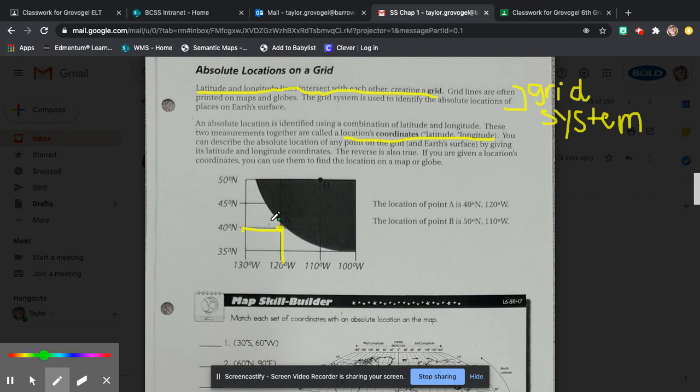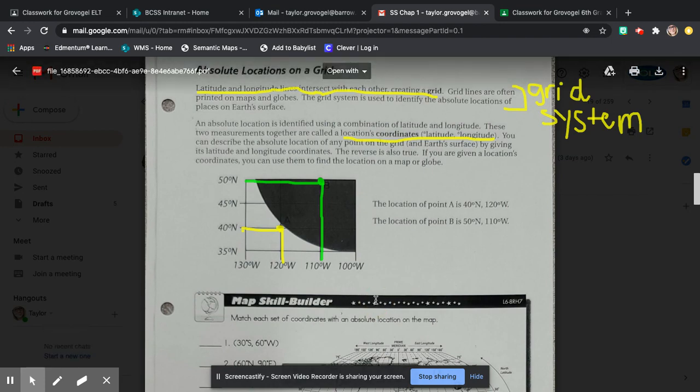Let's go ahead and look at point B. Point B is kind of hard to see. It's up here. So if we want to find the location of point B, we're going to go ahead and draw our line here, here. So it says that point B is 50 degrees north and 110 degrees west. If you need more time to write this down, pause the video. You can also rewind it at any time.